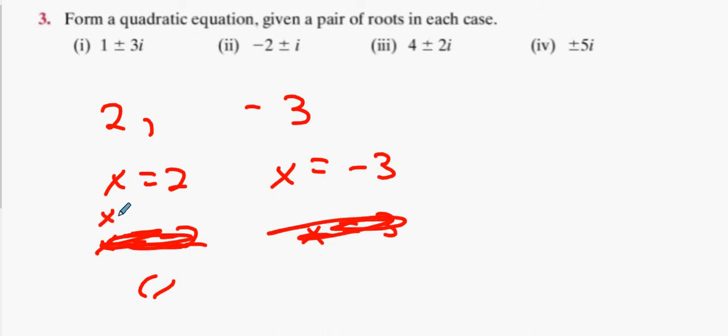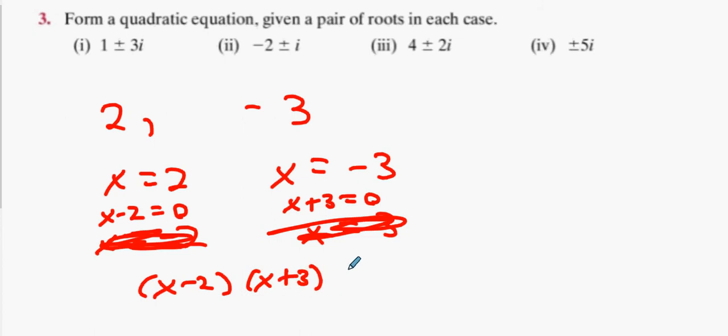x minus 2 equals 0. x plus 3 equals 0. And then you multiply x minus 2 by x plus 3. And then you get x squared, what is it then? Plus 1x minus 6 equals 0. That's your original equation. This is no different. Okay? How would you do part 3?